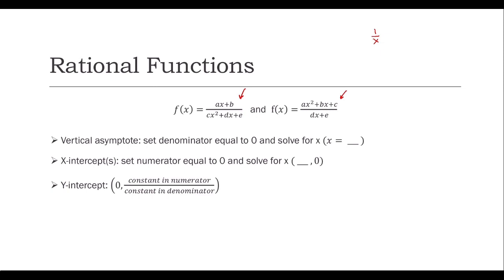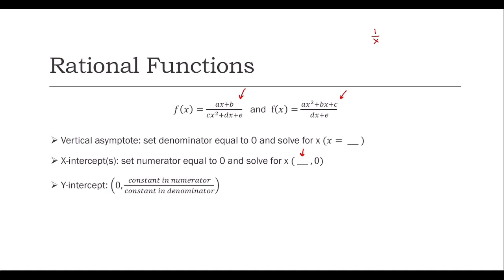So to find your vertical asymptote, you'll set your denominator equal to 0 and solve for x. So your vertical asymptote will be x equals whatever that value is. For your x-intercept, you'll set your numerator equal to 0 and solve for x. You'll write your x-intercept as a coordinate of that value, comma 0.